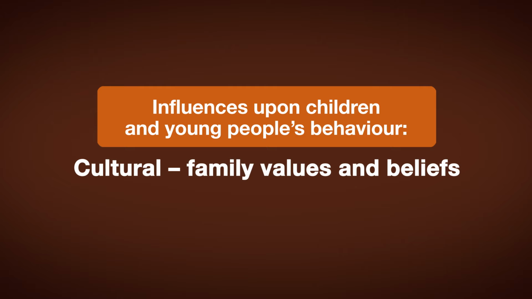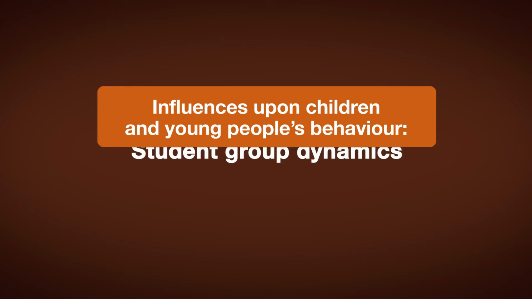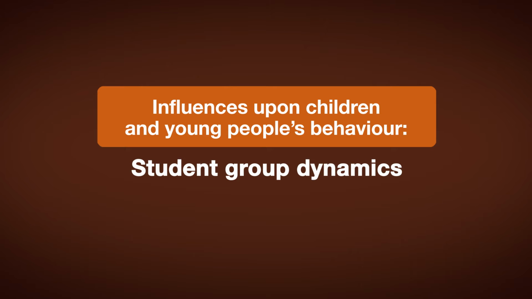Cultural, family values and beliefs. Different families have different levels of tolerance around anger and aggression. Student group dynamics. Sometimes one young person's behaviour can quickly affect another young person's behaviour. Classroom environment. Physical environment can impact on a young person's ability to cope. For example, is it noisy, crowded or dark?